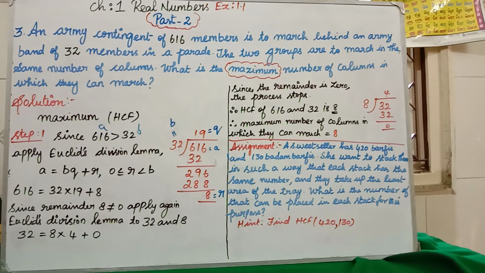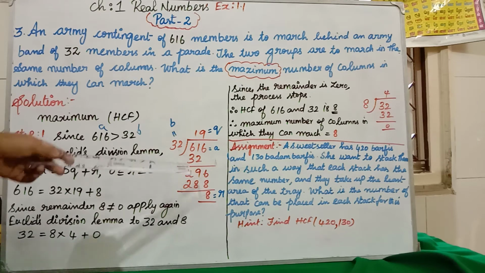Now we want to apply Euclid's division lemma. What does our Euclid division lemma say? A equals BQ plus R, where 0 is less than or equal to R, which is less than B. Instead of A we have 616, instead of B we have 32. Q, how are we framing this Q?